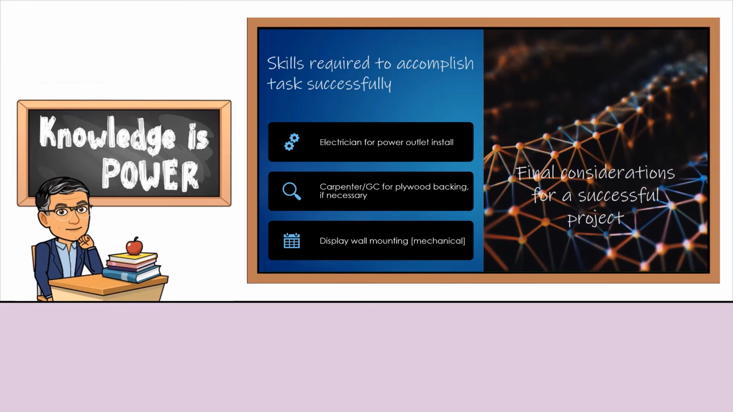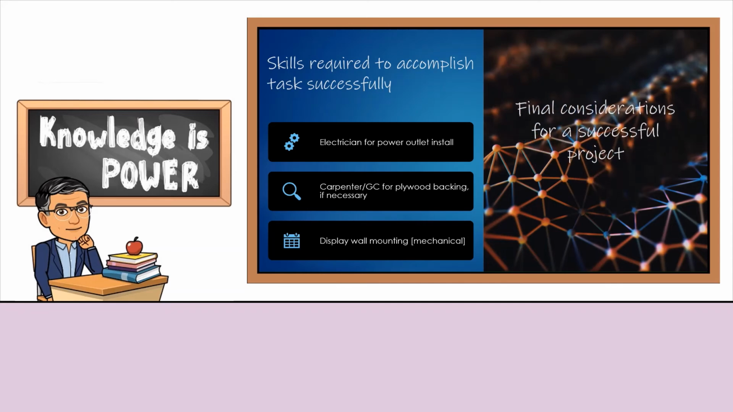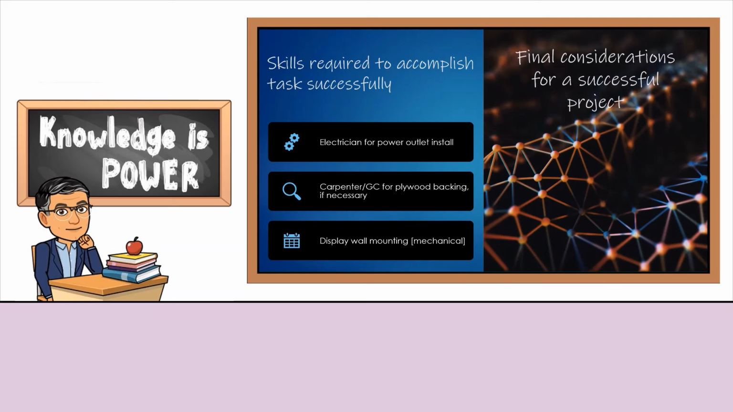Final considerations for a successful project. Skills required to accomplish tasks successfully. Number 1. Electrician for power outlet install. Number 2. Carpenter GC for plywood backing, if necessary. Number 3. Mounting the display on the wall or hanging from a ceiling.